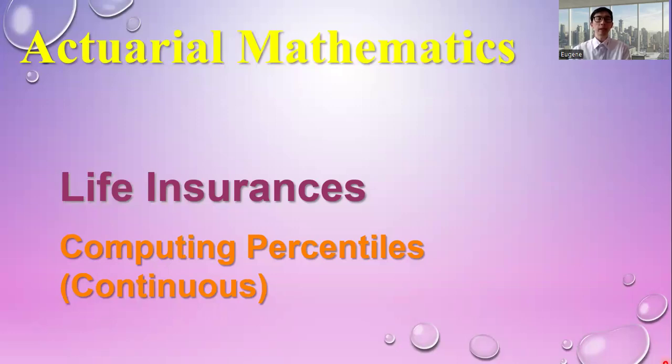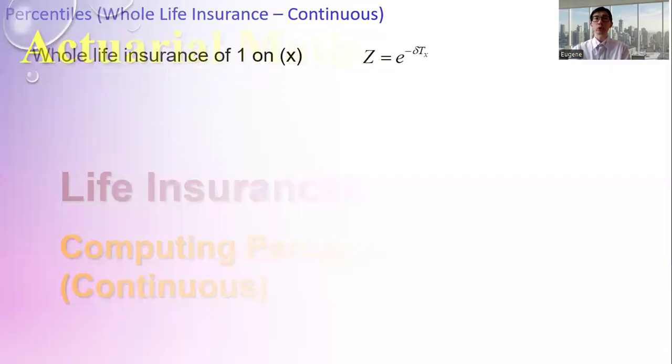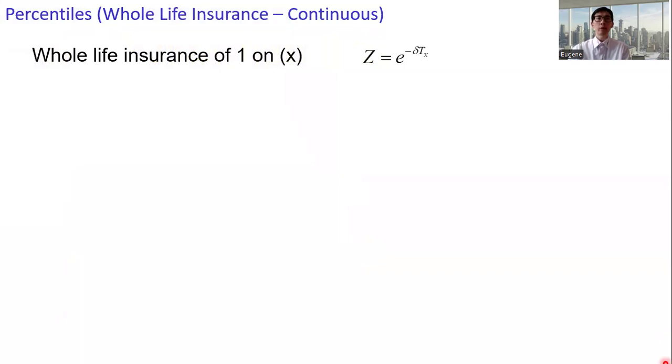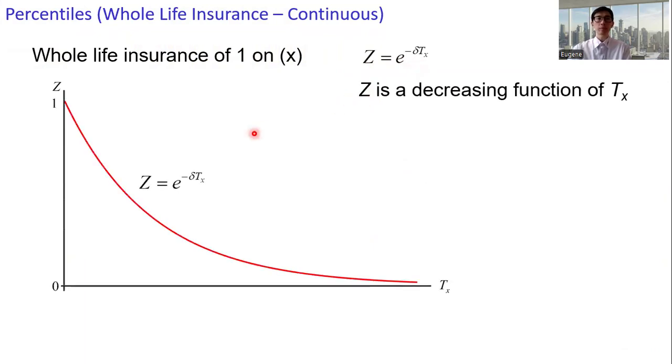Hello everyone. In this video, we will deal with some problems related to computing the percentiles for continuous insurance. First, consider the whole life insurance of 1. The present value random variable Z equals e to the power minus delta times Tx. Z is a decreasing function of Tx.